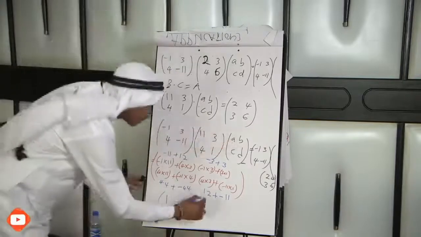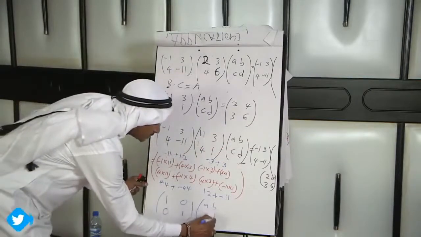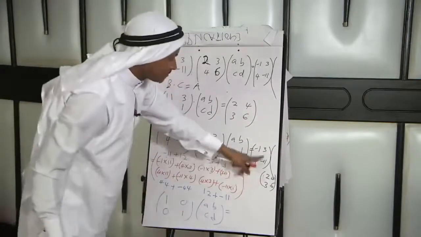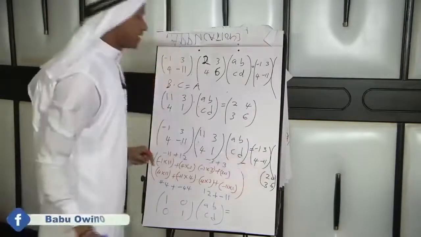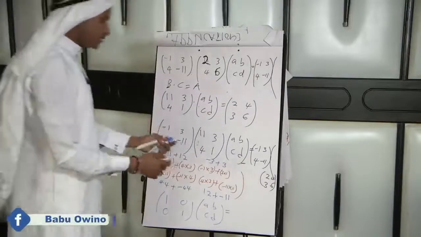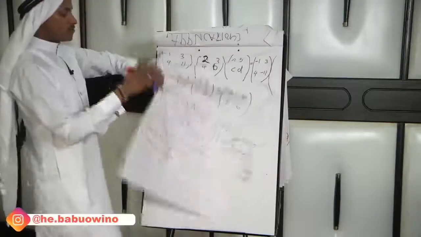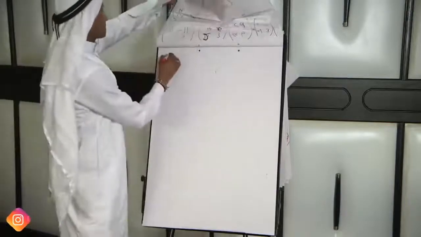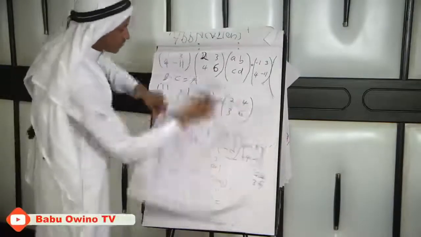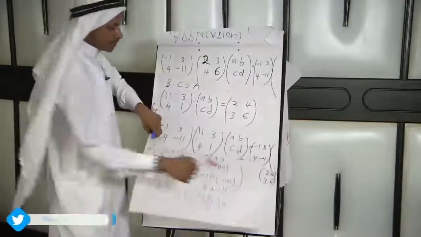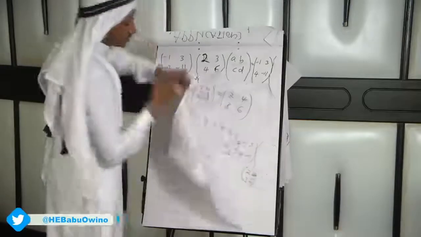Then you just simply replace A, B, C, D to represent the value of C. Then on this other side, you also multiply them. So when we multiply this, that is minus 1, 4, 3, minus 11 multiplied by 2, 3, 4, 6.